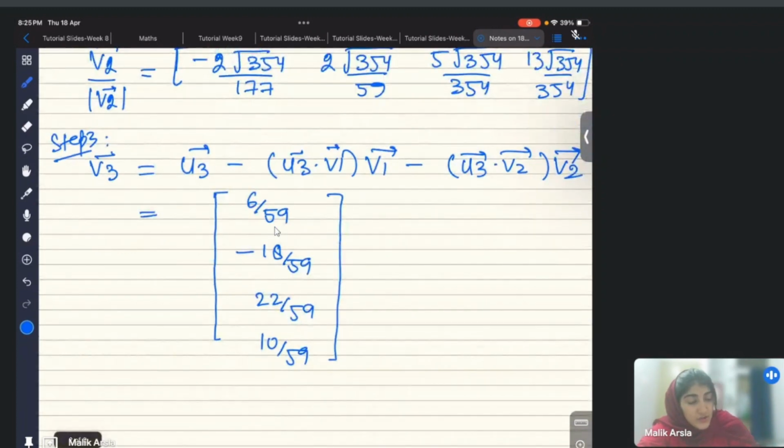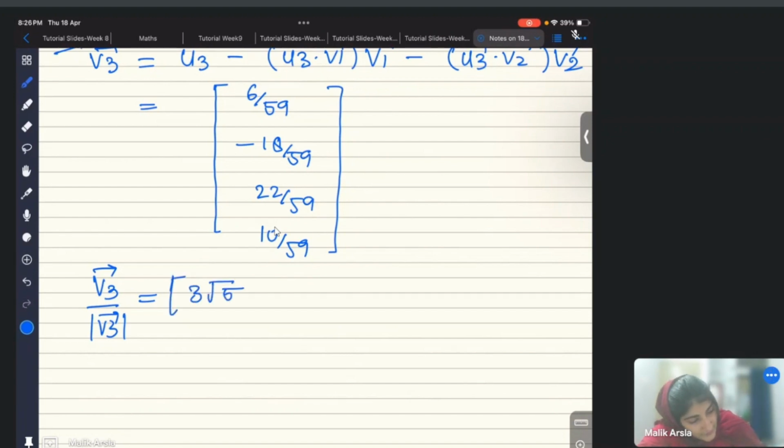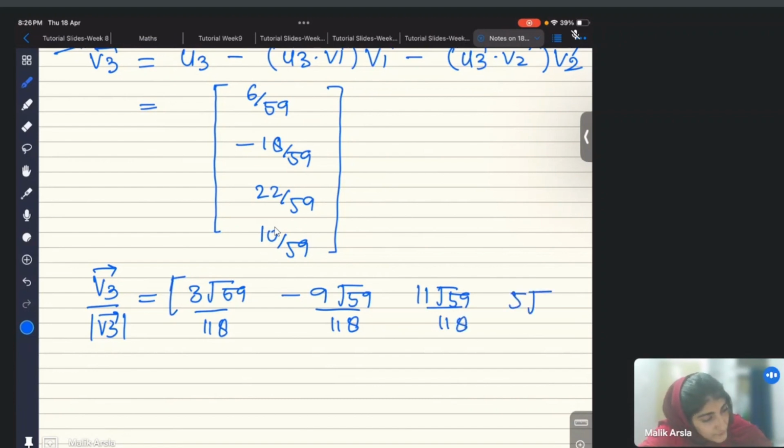Again, v3 is not a unit vector here, so we need to divide it by its magnitude, and when we do so, it will be equal to 3 root 59 upon 180, minus 9 root 59 upon 118, 11 root 59 upon 118, and 5 root 59 upon 118.